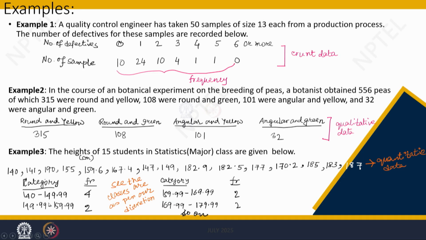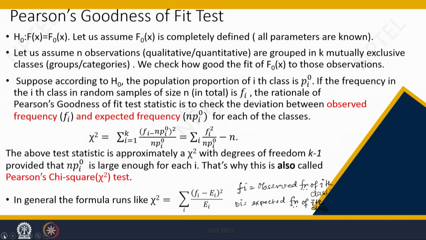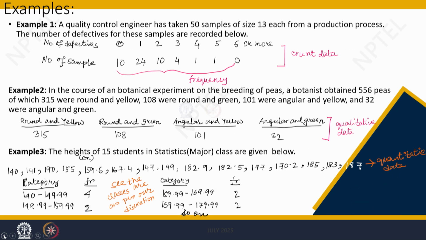So therefore, the category should be 140 to 149.99, 149.99 to 159.99, so on and so forth. But this is my category, clear? This is my category, but somebody else might have some other categorization. So for dealing with continuous data, you will always miss some information, lose some information.